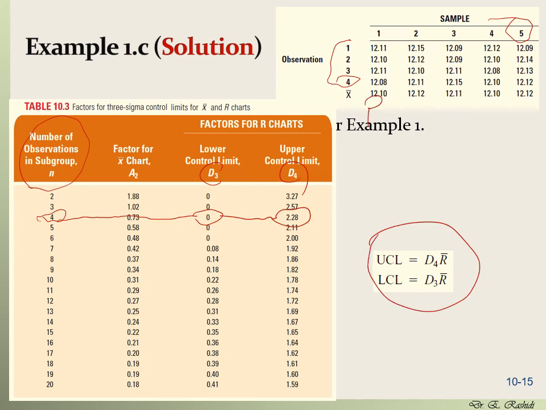So next we need to compute R bar. That's finding the range 1, range 2, range 3 for each sample, and then finding the average of those and plugging them into this formula using D3 and D4, you can compute the upper limit and the lower limit.